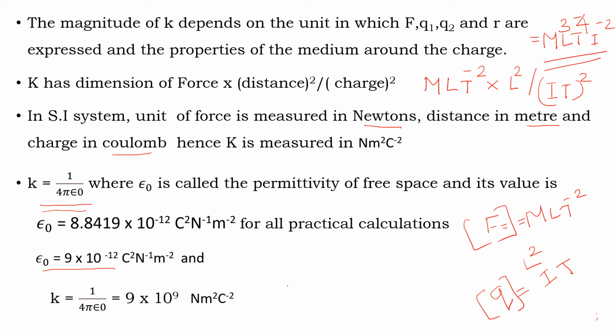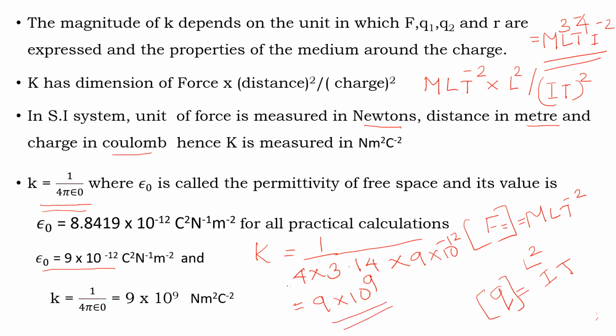Hence, the value of K is 1 by 4 pi epsilon 0. That is 1 by 4 into 3.14 into the value of epsilon 0, which is 9 into 10 raised to minus 12. And this will give the value of K as 9 into 10 raised to 9. That is, the value of K is 9 into 10 raised to 9, and the unit is Newton meter square Coulomb raised to minus 2.